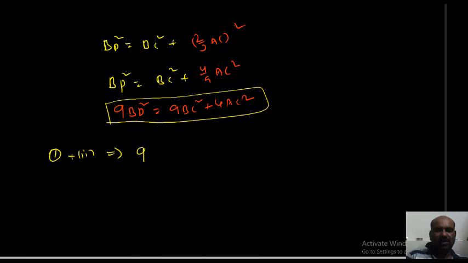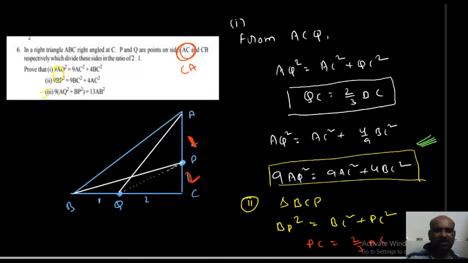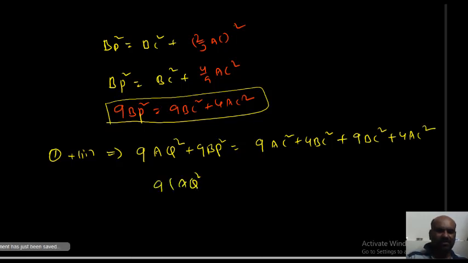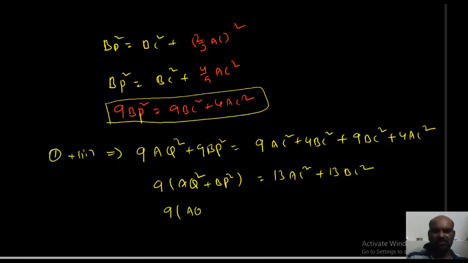This gives 9AQ square plus 9BP square equal to 9AC square plus 4BC square plus 9BC square plus 4AC square. 9 you can take common: AQ square plus BP square. On the right, 9AC square plus 4AC square is 13AC square, and 4BC square plus 9BC square is 13BC square. No change on the LHS. Here you can take 13 common: AC square plus BC square.